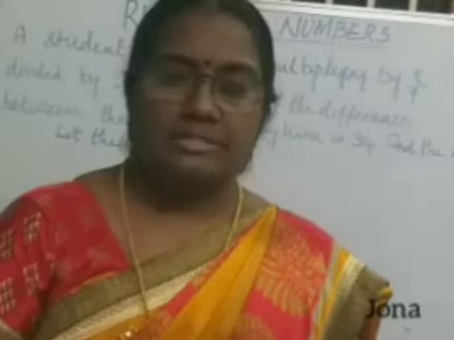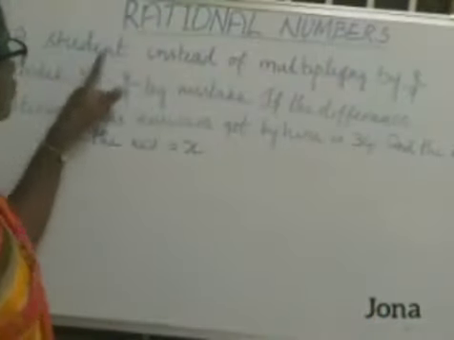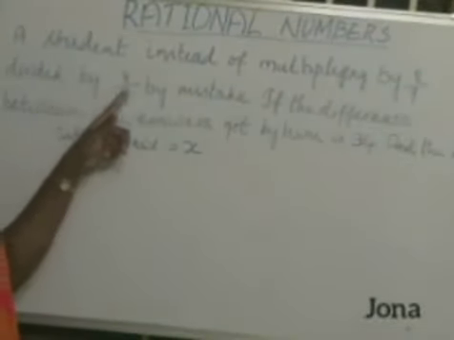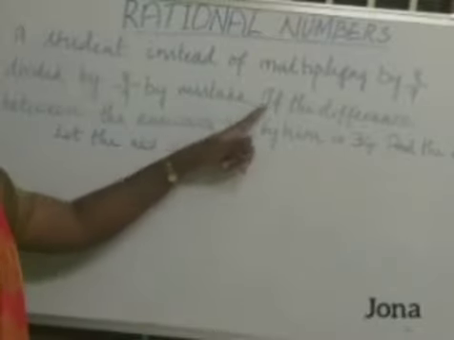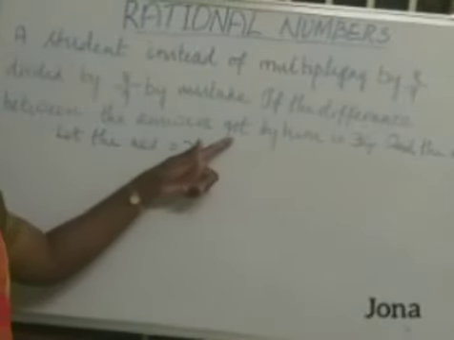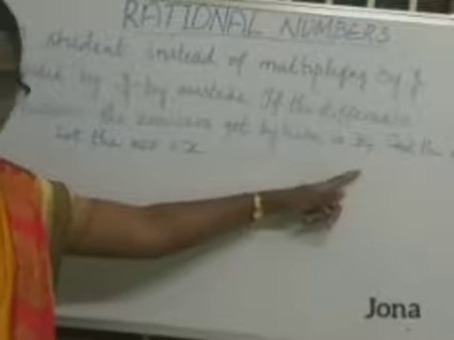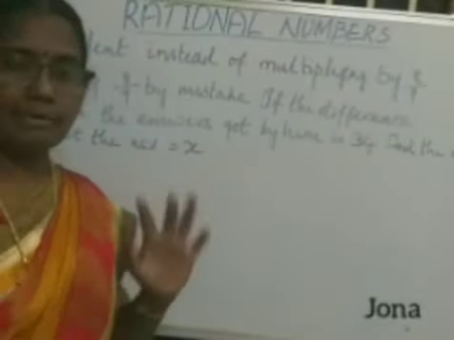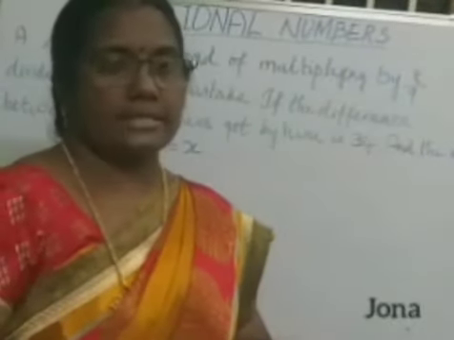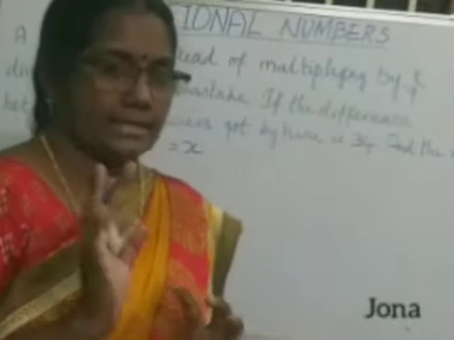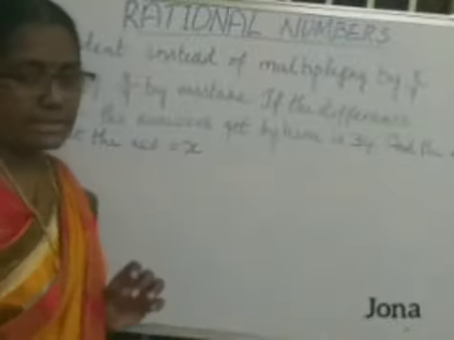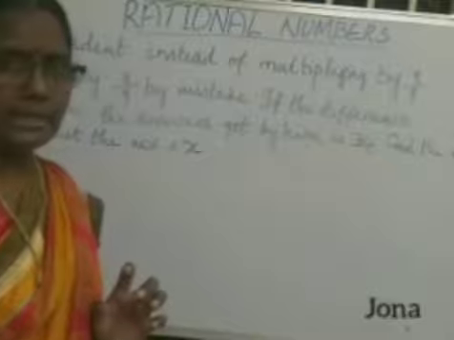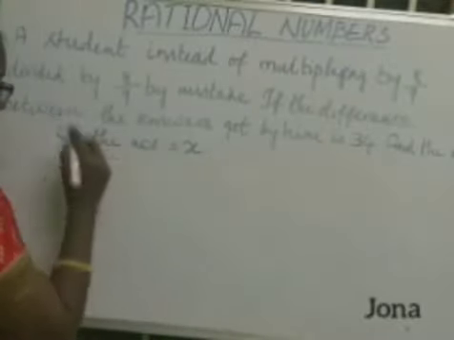Okay, let me see one more problem here. A student, instead of multiplying by 8 by 9, divided by 8 by 9 by mistake. If the difference between the answers got by him is 34, find the number. We don't know the given number, so just take that number as x. Let the number be x here. And he is multiplying by 8 by 9, isn't it?